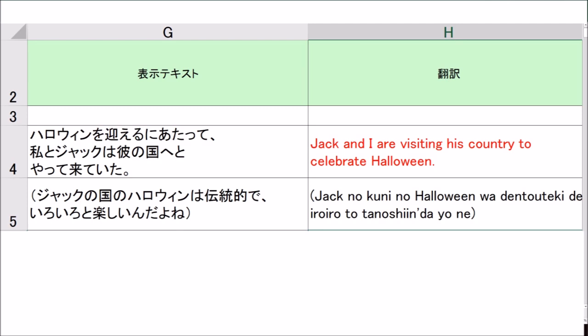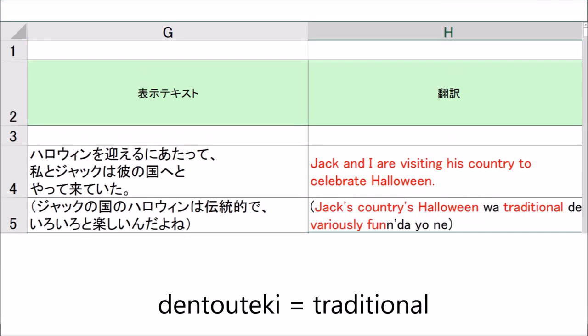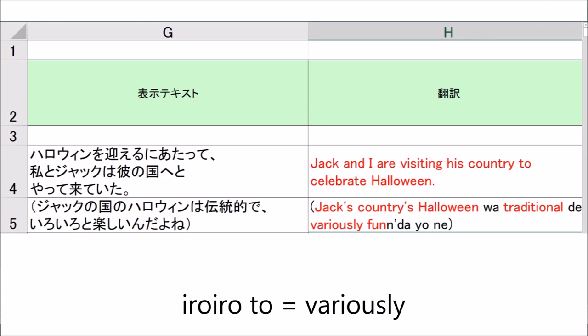Which brings us to phase 2 of the translation. Dentou teki means traditional, and iroiro to means variously. Tanoshii means fun, and the ndayo ne part we'll get to. Since you remember what wa means, you probably already have a general idea of what this sentence means. So this ndayo ne business.